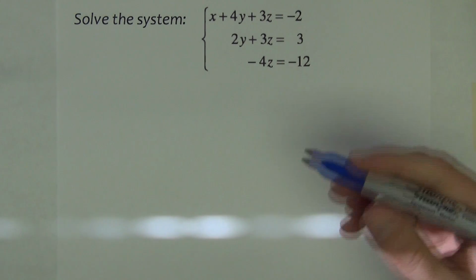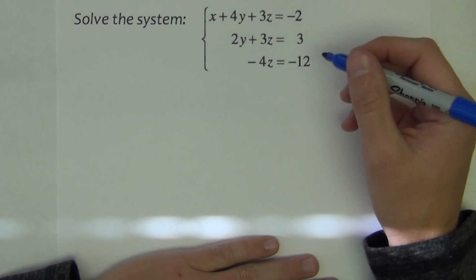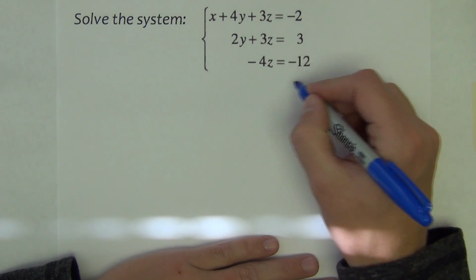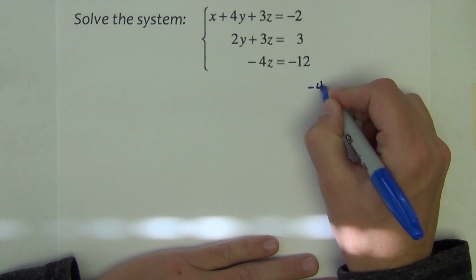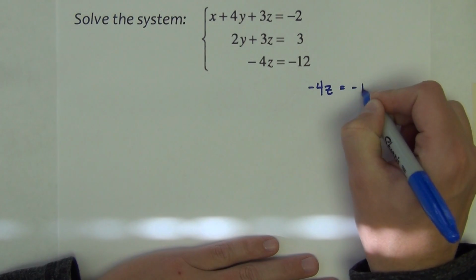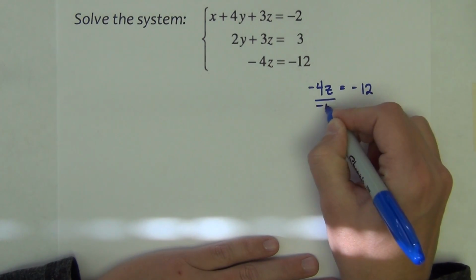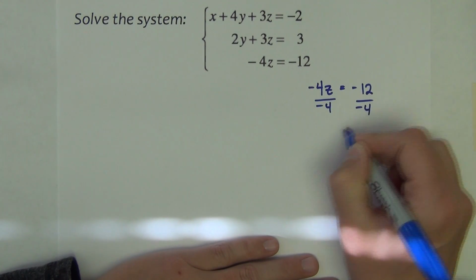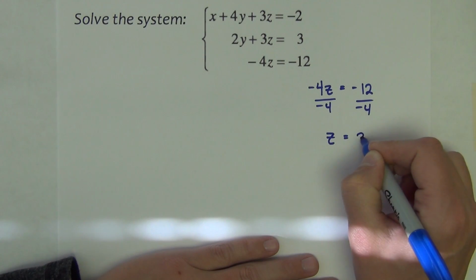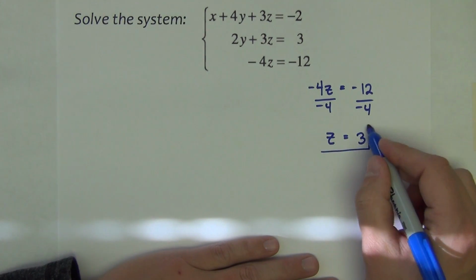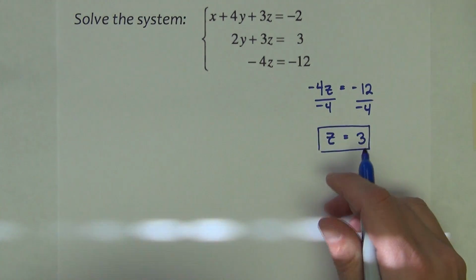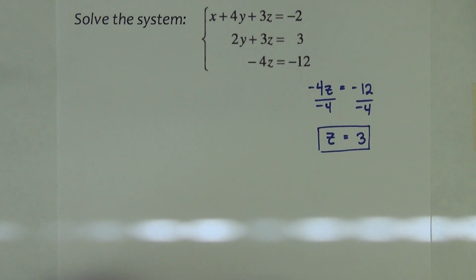So I look at the bottom equation and I notice that it is ready to solve for the z already. If I take that equation, negative 4z equals negative 12, we divide by negative 4, we get that z equals 3. Okay, so it's easy to find the z in that equation, so we've done that.